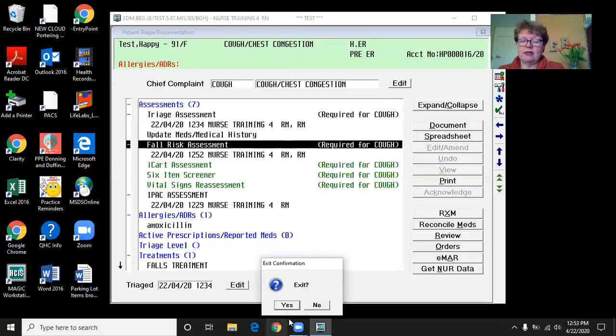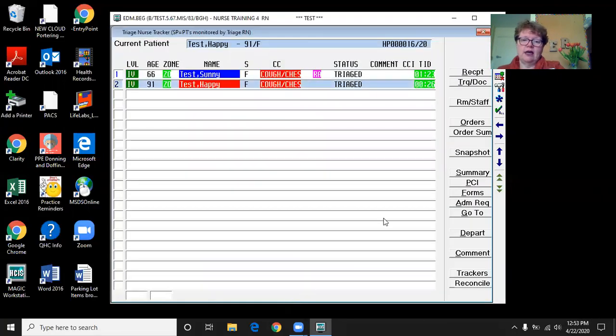What I'm exiting out of is, to me, the face of the patient's chart. I'm coming back, and now I'm at the triage nurse screener again. I've got Test Happy, female, 91, cough, chest congestion, triaged, and, oh, just flipped to 27 minutes there. Okay, so that should end this particular segment, and hopefully you'll be okay with that. Thank you.